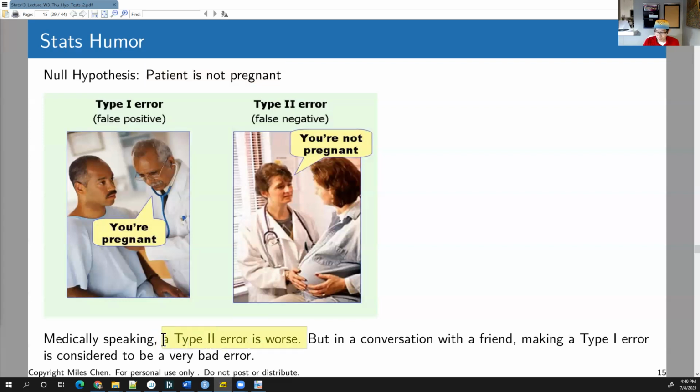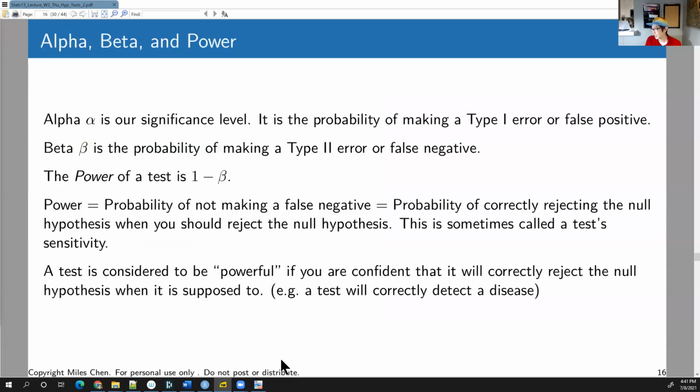We want to make sure that somebody who is pregnant is getting the medical attention and doing the things necessary to ensure the birth of a healthy child and things like that. On the other hand, in a conversation with a friend, making a type 1 error, assuming somebody is pregnant when they are not, is considered to be a potentially friendship ending error. So that would be our bit of stats humor here.